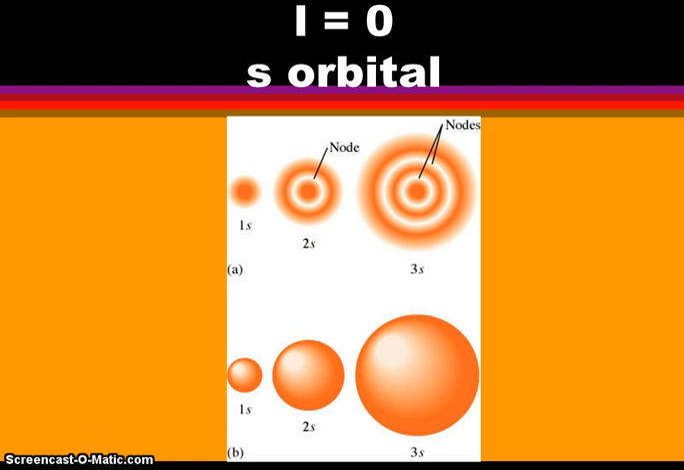So if l equals 0, we're looking at an s orbital. And an s orbital is a spherical orbital. So down along the bottom, we have 1s, 2s, and 3s. We're looking at spherical orbitals that are getting bigger as we go from the first energy level to the second energy level to the third energy level. Up along the top, we're looking at a cross-section through those orbitals, and what we see, the shaded regions, are where the electrons are most likely to be found, and those colorless regions called nodes are the places within that orbital where electrons are least likely to be found.